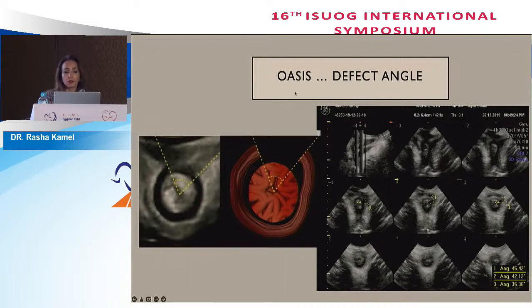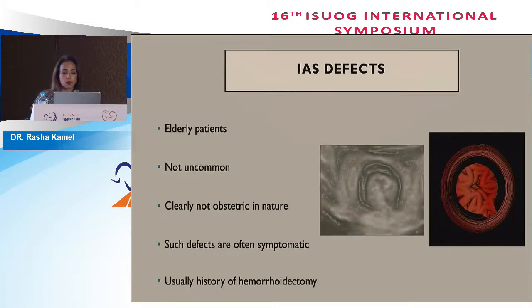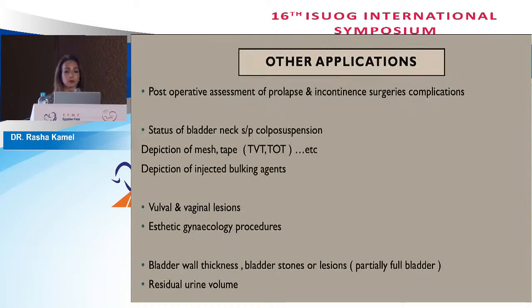To diagnose obstetric anal sphincter injury, we have to visualize the defect in the external anal sphincter or the internal anal sphincter, sometimes both of them, in three or more slices of the TUI of our volume. You can also see internal anal sphincter defects alone. This is usually seen in elderly patients, so it's not really obstetrically related, and sometimes iatrogenic after hemorrhoidolysis.